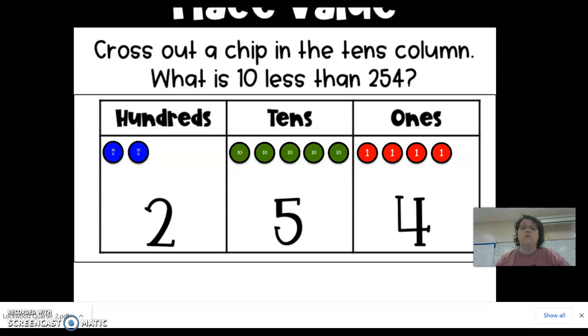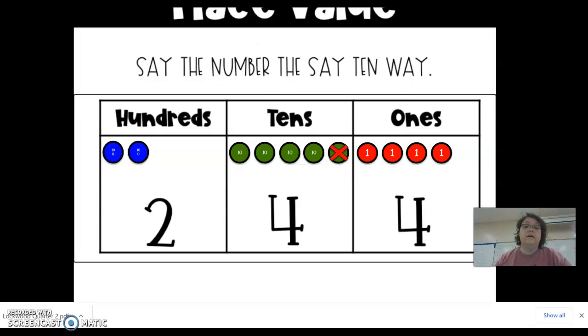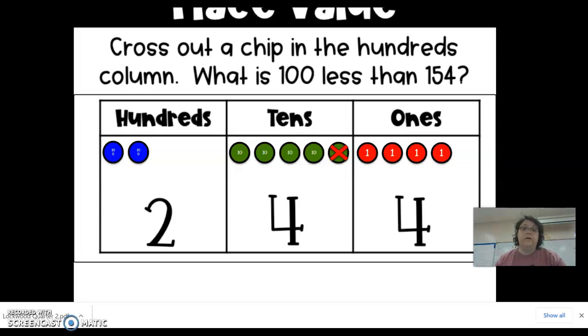Whenever I do that, I cross off a 10. Watch that. Now how do I read this correctly? It's still 2 hundreds, but the 5 in the middle changes to 4, and it becomes 4 ones. The say tens way is 2 hundreds, 4 tens, 4 ones.